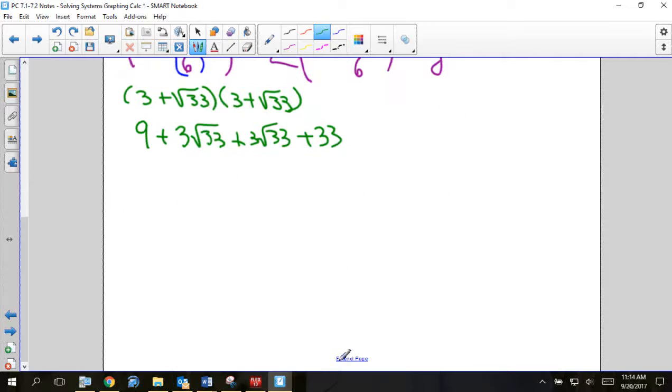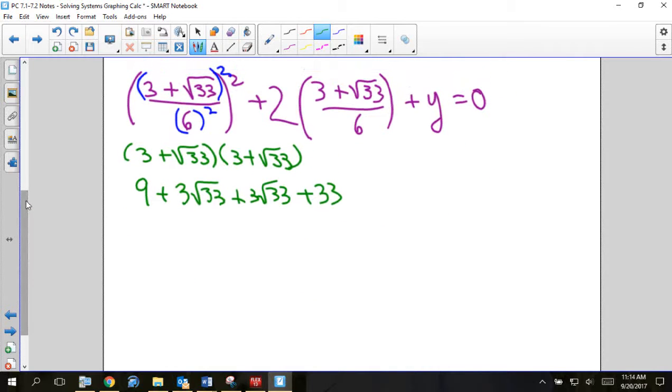Okay, and then we are going to combine our like terms. So 9 and 33 gives us 42, plus 6 radical 33. So that's our numerator. What's our denominator? What is 6 squared? 36. Okay.